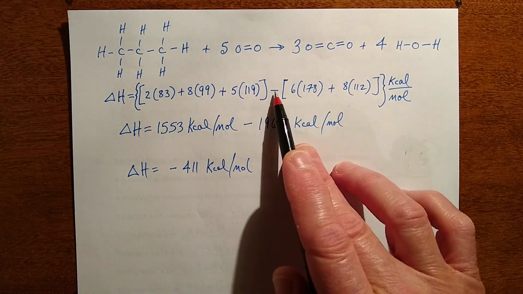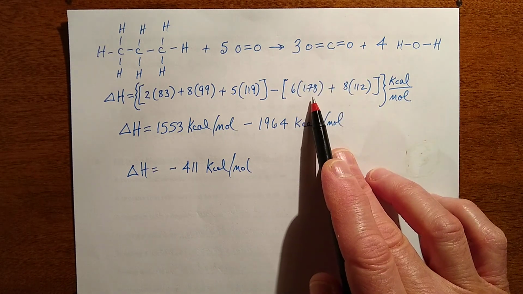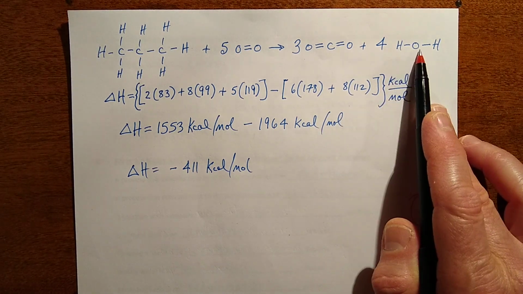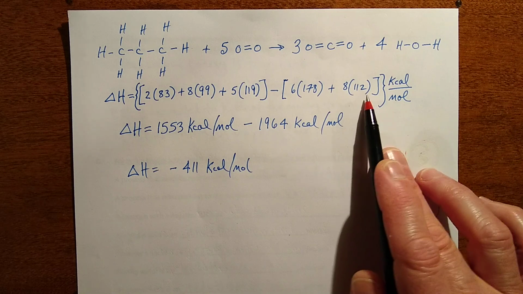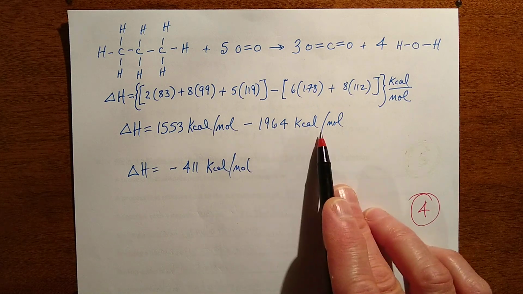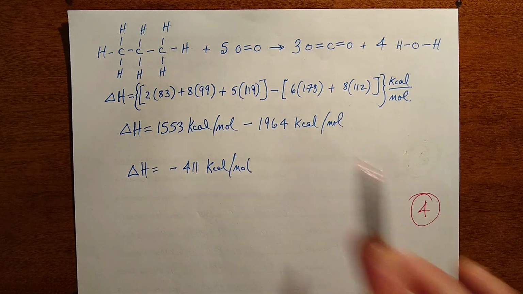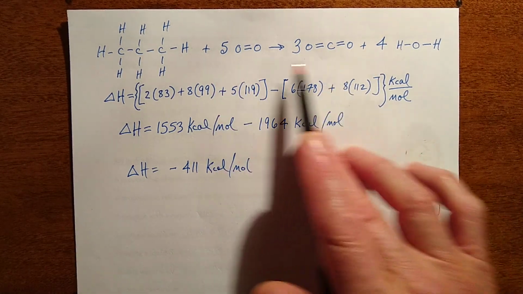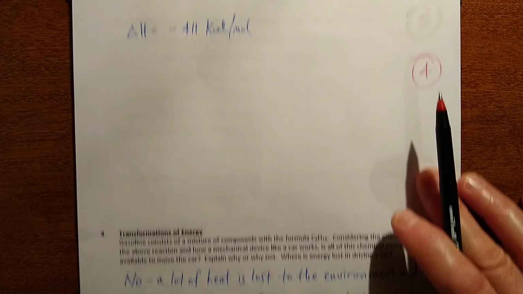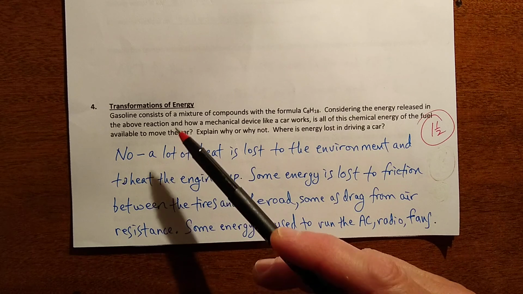And then you get back, subtract, 2 of these bonds in CO2, but there's 3 of them, so 6 times the bond energy of a carbon-oxygen double bond, plus 8 oxygen-hydrogen bond energies, which is here. You add that up. So you'd have 1,553 kcals minus 1964, so it came out to be a negative 411 kilocalories, which is an exothermic reaction. And you probably already remember or know that anytime you burn something, fuel, you always get an exothermic reaction. Heat is released.